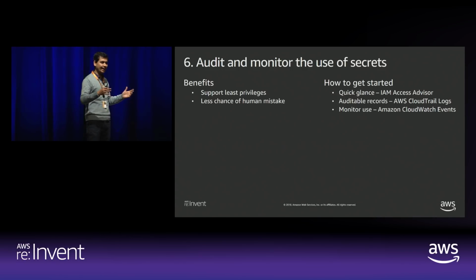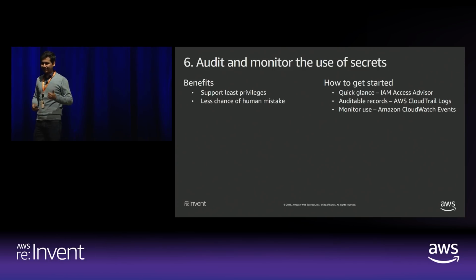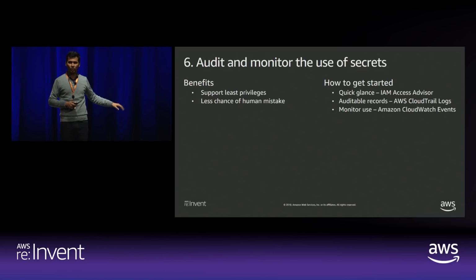So you can build an entire story. You can say, Bob retrieved the database credential from Secrets Manager, and then he went to the RDS instance and used this credential at time X. And next, if you want to monitor the use of your secrets, well, use CloudWatch events.